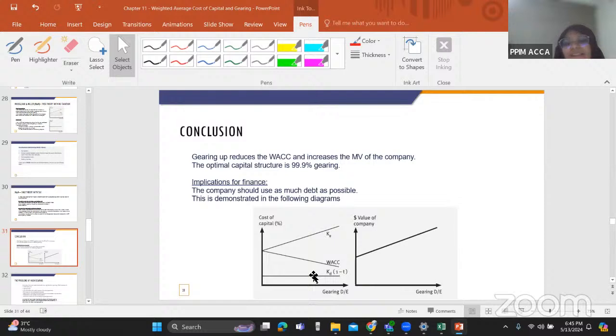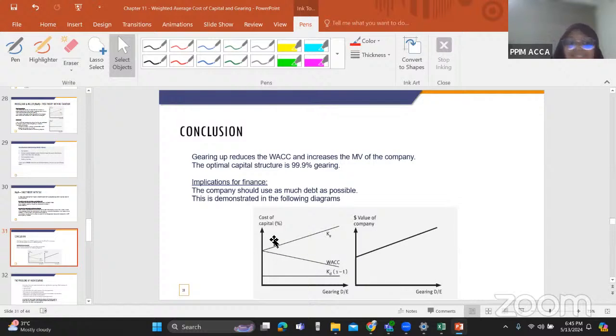So what are they saying? They are saying if you keep on increasing your debt in the company's capital structure, the cost of equity increases, yes, but the benefit that you get because of cheaper debt as well as tax savings will be more than the increase in the cost of equity. That is why the WACC keeps on decreasing.